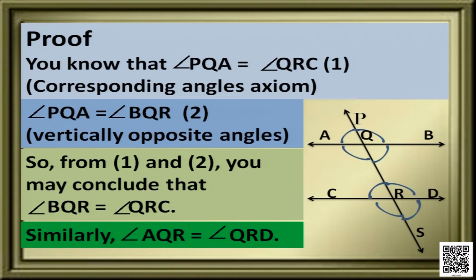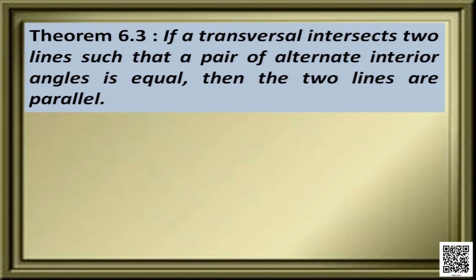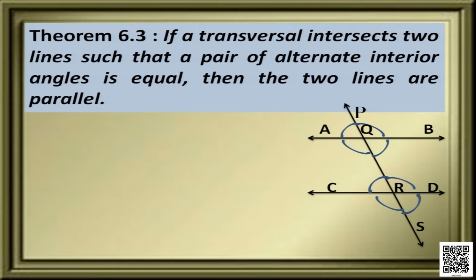Now let's consider another theorem which is the converse of this theorem. If a transversal intersects two lines such that a pair of alternate interior angles is equal, then the two lines are parallel. Here the alternate interior angles are given to be equal, and we have to prove that the lines for which the transversal makes these alternate interior angles will be parallel. So we have to draw a figure like this. AB and CD are two lines and PS is the transversal.